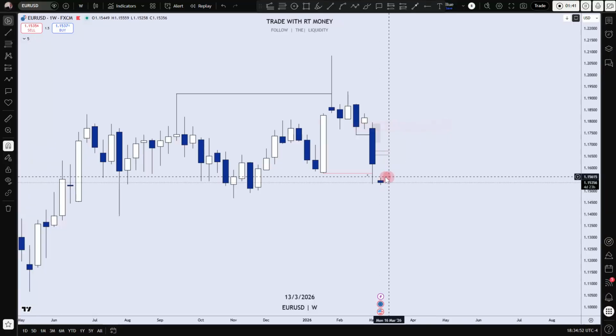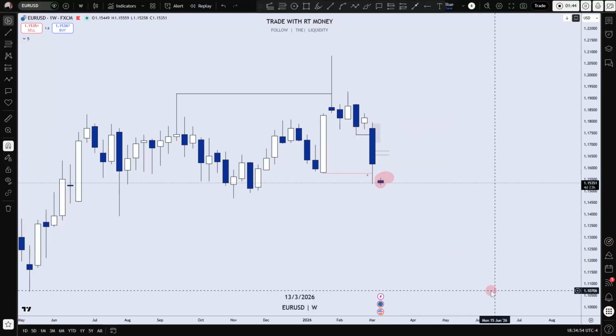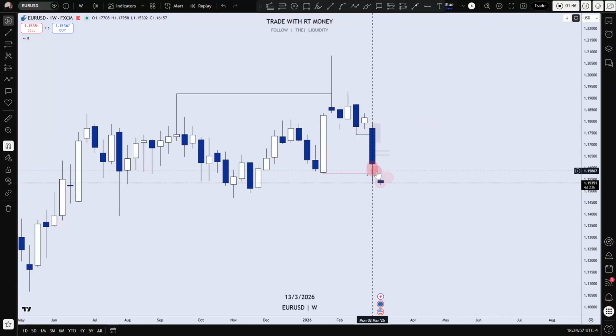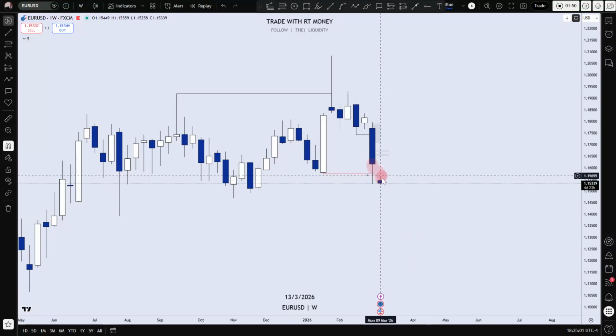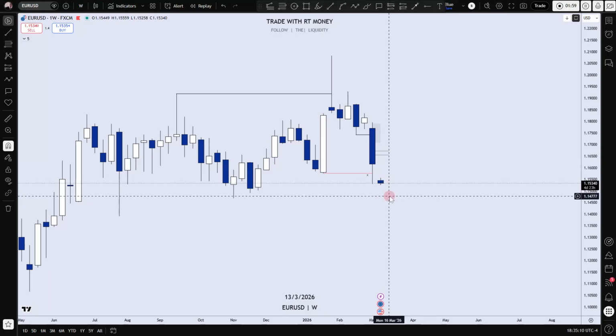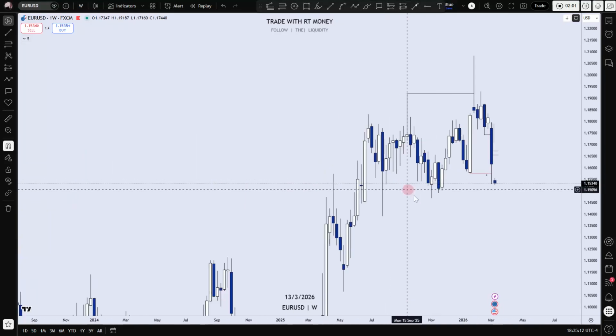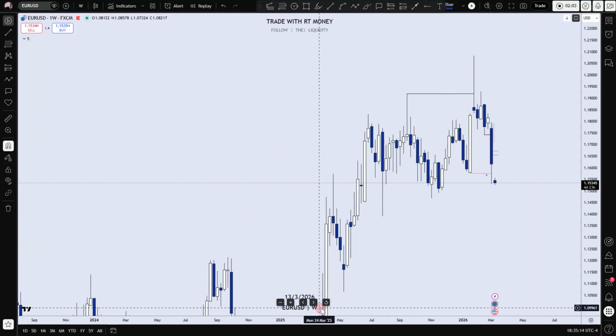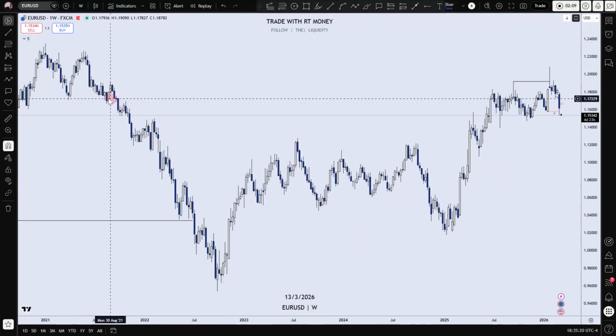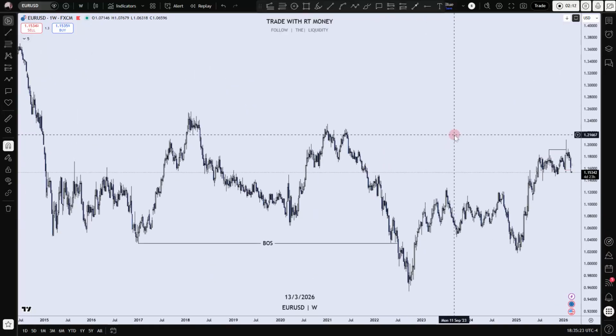Now this is the new weekly opening candle right here, and you can see it gapped open. This is a very bearish gap, and it indicates weakness. Now I want you to also pull out of this a little bit, pull back, and look at the grand picture, the bigger picture.